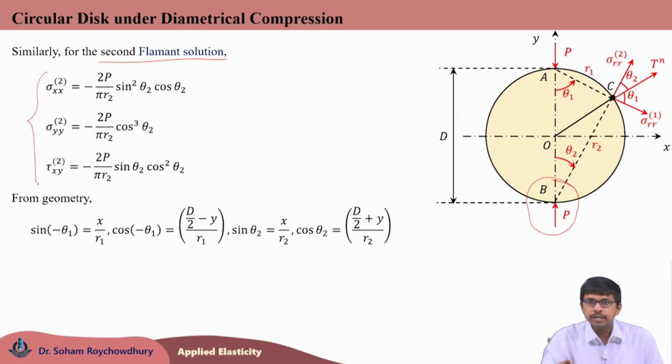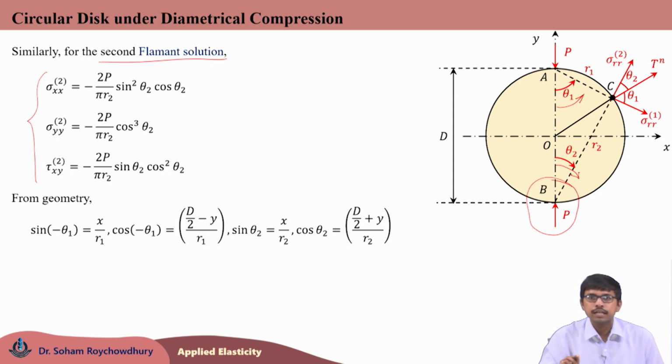Now, one point to note is that for the first Flamant solution, theta 1 is measured in the counterclockwise direction, whereas for the second Flamant solution, theta 2 is measured in the clockwise direction. Now, this is not allowed for a specific problem. We cannot take the angle to be positive clockwise for some part of the solution and positive counterclockwise for some other part of the solution. This is absolutely not allowed. So, we have to map our sign convention to a single case.